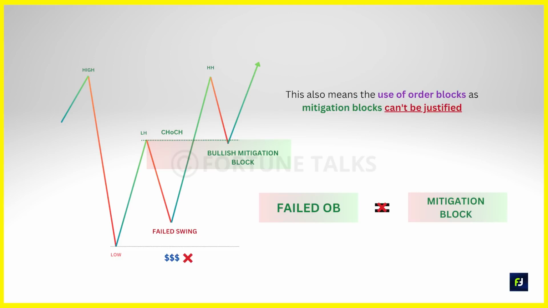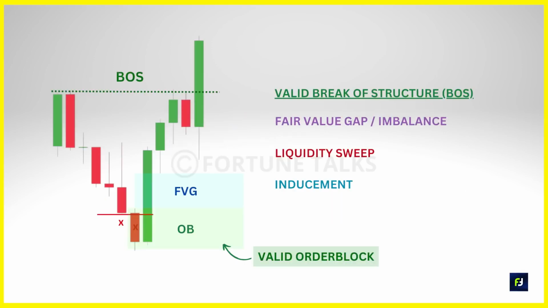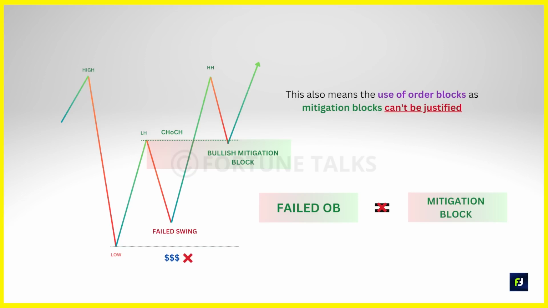This also proves another important point. Since the price was unable to break the previous low, this means the use of order blocks as mitigation blocks cannot be justified. Think about it. The first condition that needs to be satisfied if we are to identify order blocks is that the market needs to form a valid breakup structure. But here, the price didn't even sweep the previous low. So the concept of order blocks being used as supply or demand area is not significant in this case. This is why I refuse to accept the idea of mitigation blocks and breaker blocks being considered as failed order blocks. I hope you get the essence of it.